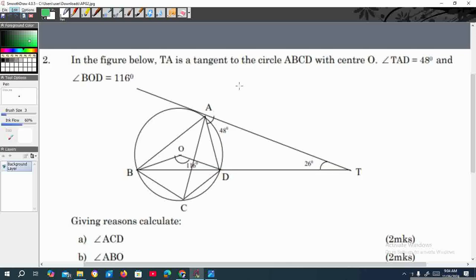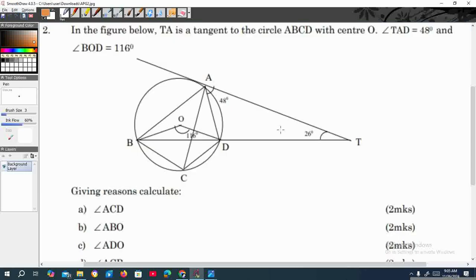In the figure below, TA is a tangent to the circle ABCD, with center O. Angle TAD is given as 40 degrees, and angle BOD is given as 116 degrees. So let's start with the first angle, ACD. We are talking about this angle here, angle ACD.